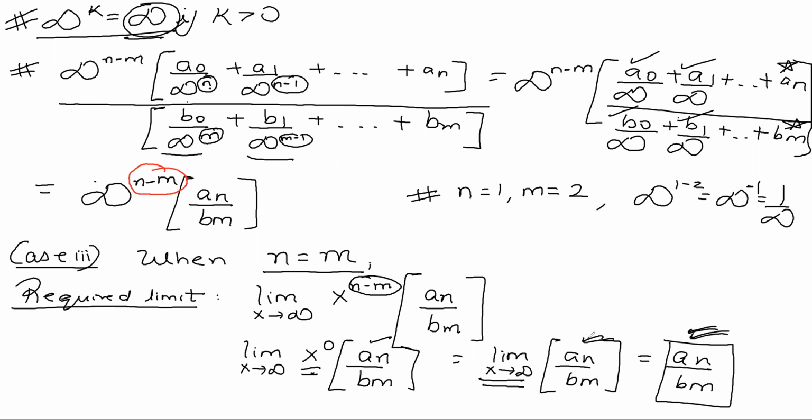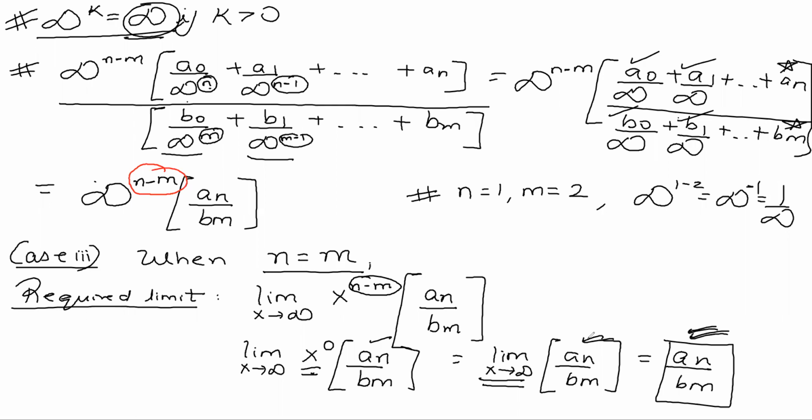So I hope that the students attending the lecture have understood this case. Excuse me, sir. Yeah, ask your doubt. I wanted to ask one thing in case 2. You have written there 1 upon infinity and in brackets an upon bm. So when we will multiply it, it will be an upon infinity and bm.